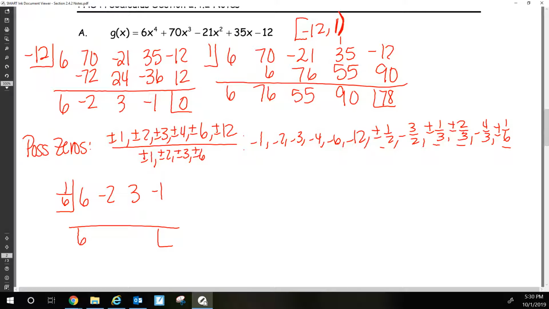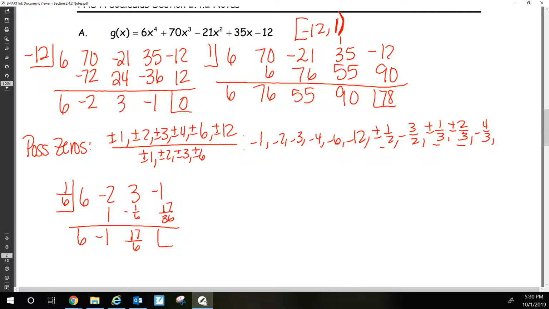Bringing down the 6, 6 times 1/6 is 1. -2 plus 1 is -1. Times 1/6 is -1/6. Now it's a little ugly, right? I've got 3 minus 1/6. Common denominator would be 6, so 3 times 6 is 18. Minus 1/6 is 17/6. 17/6 times 1/6 is going to be 17/36. That is not going to be a 0. So not 1/6. We can take that off.